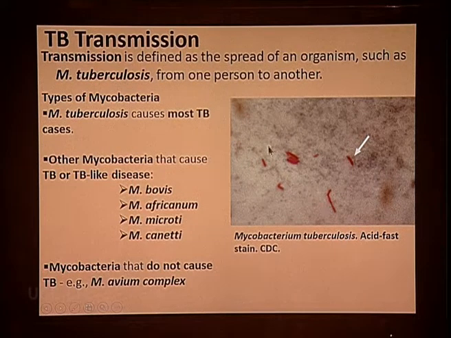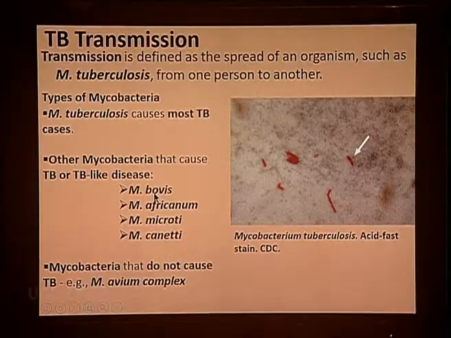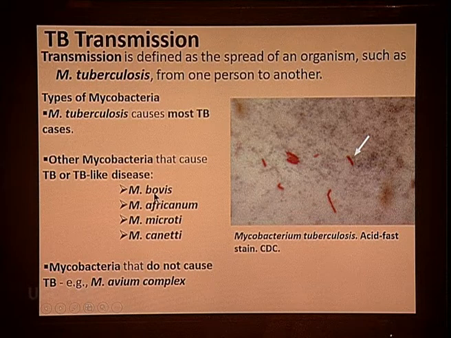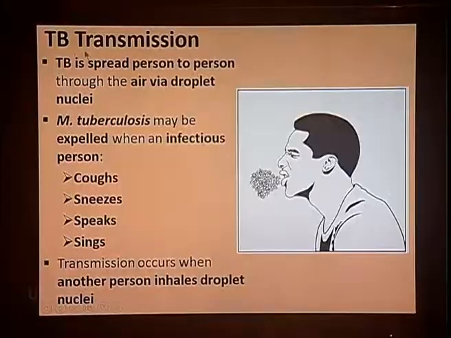These are the bacilli. There are many other Mycobacterium species that do not cause TB, for example, this Mycobacterium avium complex, non-tubercle bacilli. This transmission is actually mediated through air via droplet nuclei. So when an infectious person expels Mycobacterium tuberculosis, these droplet nuclei are released in the atmosphere, which contains the infective Mycobacterium tuberculosis.